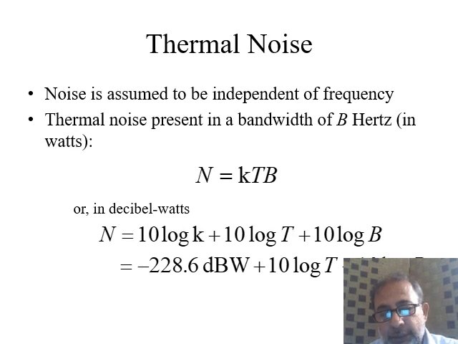And if we want to convert it into decibels, it would become 10 log of K plus 10 log of T plus 10 log of B. So this would be given in dBW, and it would become minus 228.6 dBW plus 10 log of T plus 10 log of B.